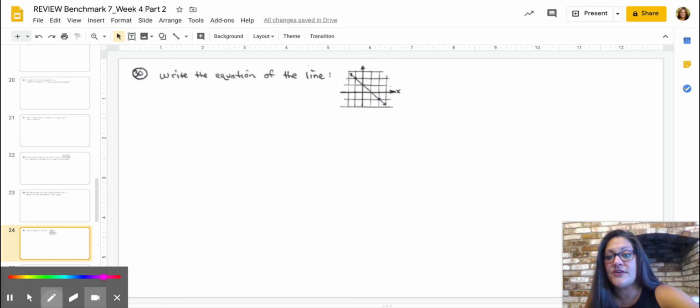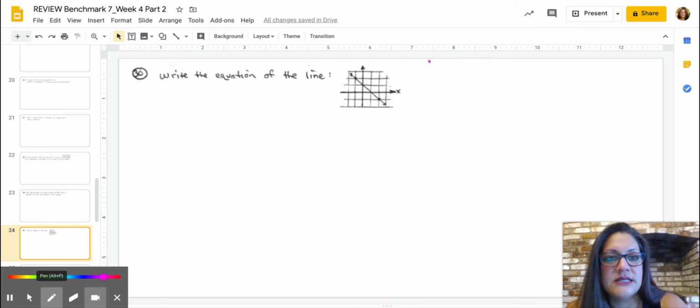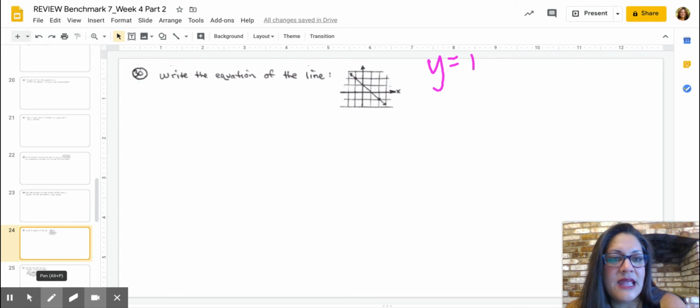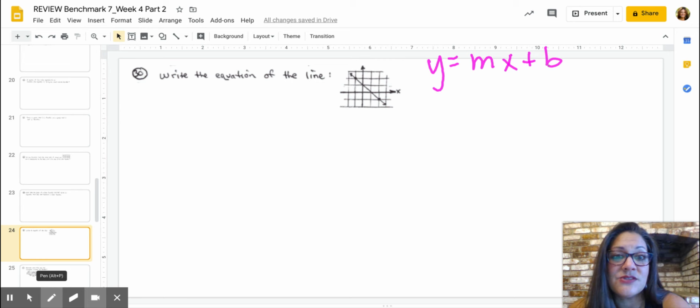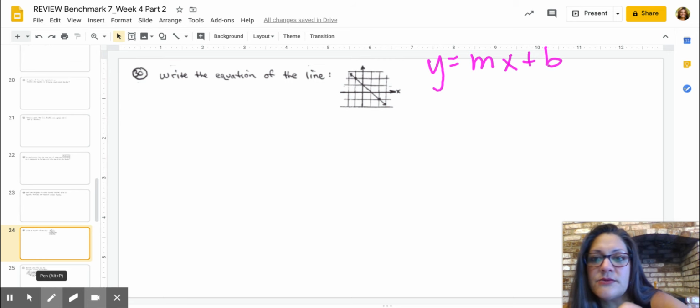Number 30, write the equation of a line. Awesome, we can do this one. Equation of a line, of course, is y equals mx plus b. So m is slope, so we need to find out what m is and what b is. We leave x and y because those are the coordinates that we plug in that get graphed on the graph paper. Okay, so let's do our slope first. M equals rise over run.